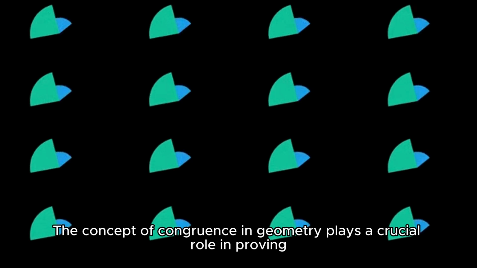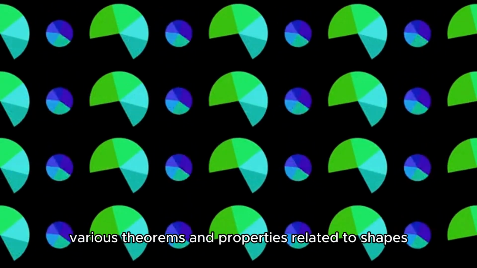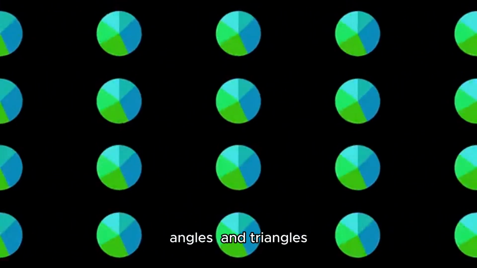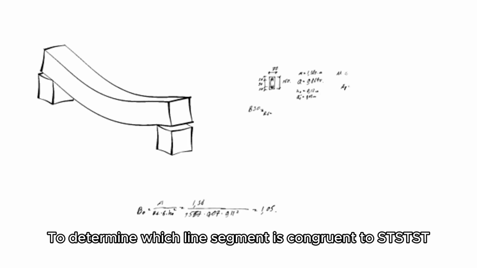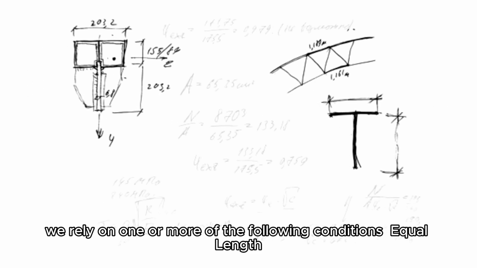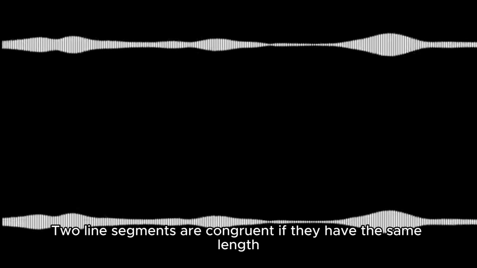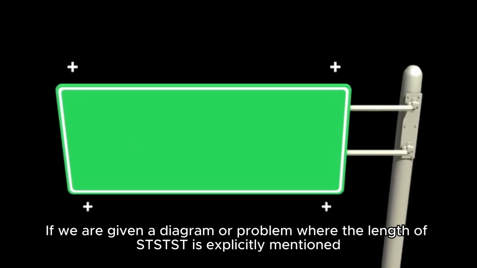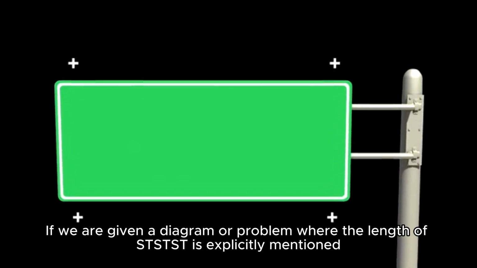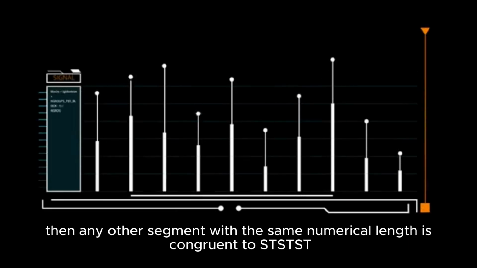The concept of congruence in geometry plays a crucial role in proving various theorems and properties related to shapes, angles, and triangles. To determine which line segment is congruent to ST, we rely on one or more of the following conditions: equal length. Two line segments are congruent if they have the same length. If we are given a diagram or problem where the length of ST is explicitly mentioned, then any other segment with the same numerical length is congruent to ST.